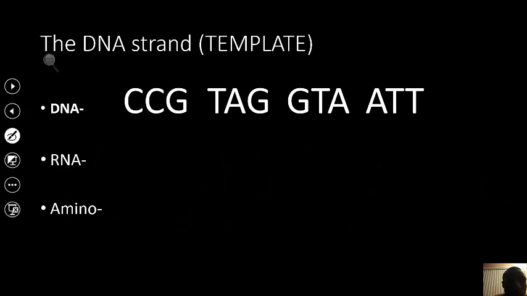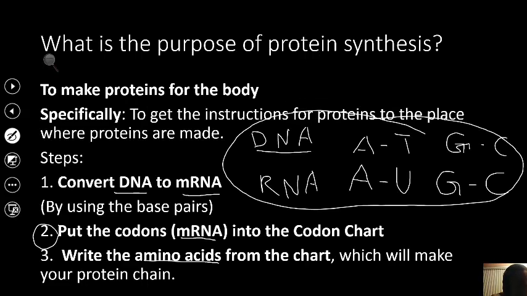All right, so here is your original DNA strand. This is what will be given to you on any worksheet, on any type of problem that has you doing protein synthesis. They will give you the DNA strand. So the DNA strand, CCG, TAG, GTA, ATT. All right. First thing we need to do is get the RNA strand. And we do this, again, by using the base pairs. Okay? These base pairs right here. Going to use those.